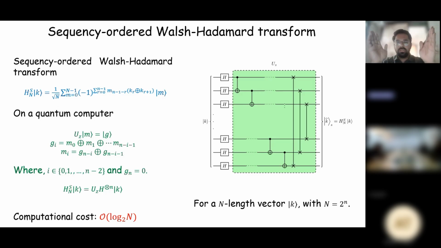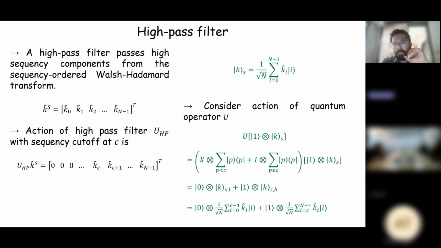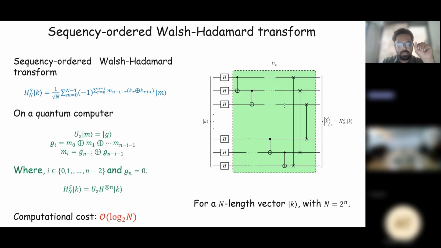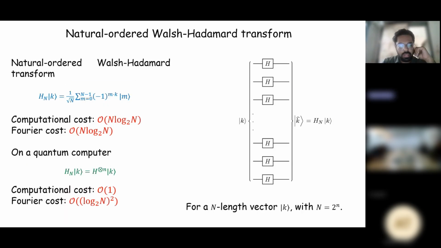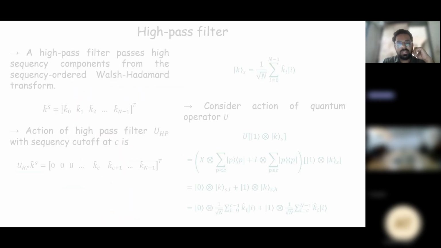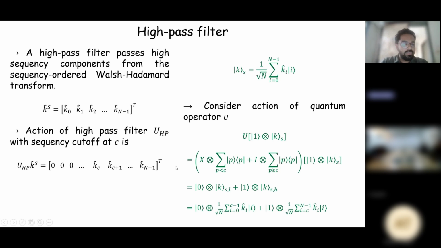So I have to isolate both the spectrums. How do I do that? To do that, we have something called the high pass filter. The high pass filter passes high frequency components from the frequency order Walsh-Hadamard transform. To create this particular high pass filter, I use that ancilla qubit, or the indicator qubit, which I have shown in the block diagram here. To use this high pass filter, assuming I have a vector of this form, I need to separate out some certain components.